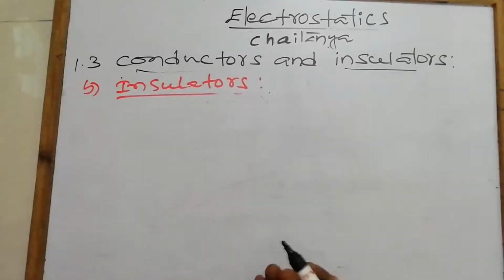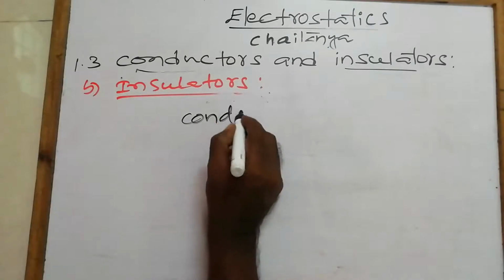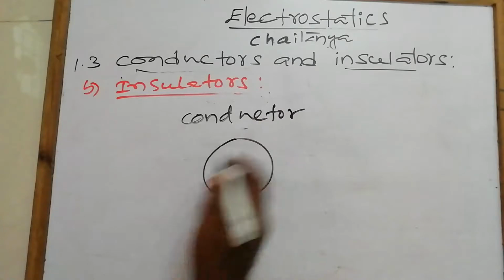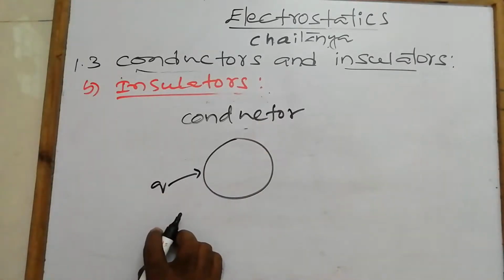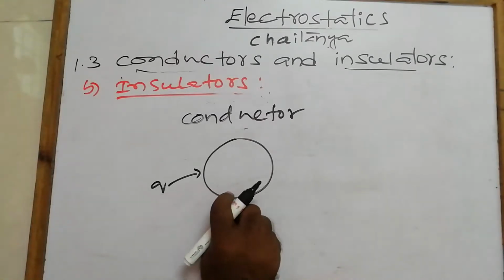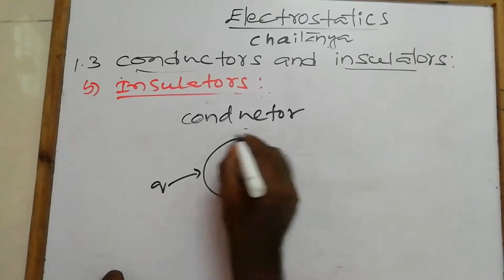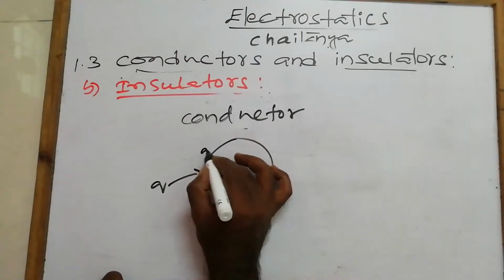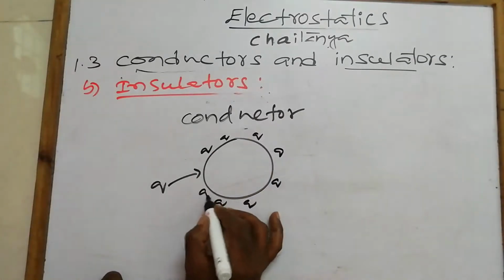Let us consider a conductor. When some charge is transferred to this conductor, what happens? The charge transferred to the conductor starts to distribute over the entire surface of the conductor.